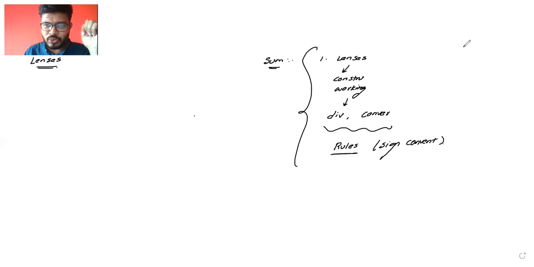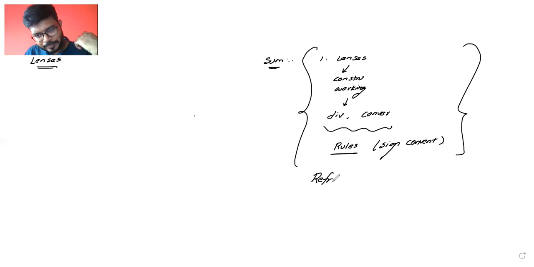Once we've gone through the lenses, we have to study how the light ray is passing through it. There is a topic called refraction. Once we've gone through the refraction, what is the relation between the refraction and how the light rays are passing through the lenses, and what are the points, everything we'll discuss. Refraction is really important. And after that, we'll discuss the laws of refraction.